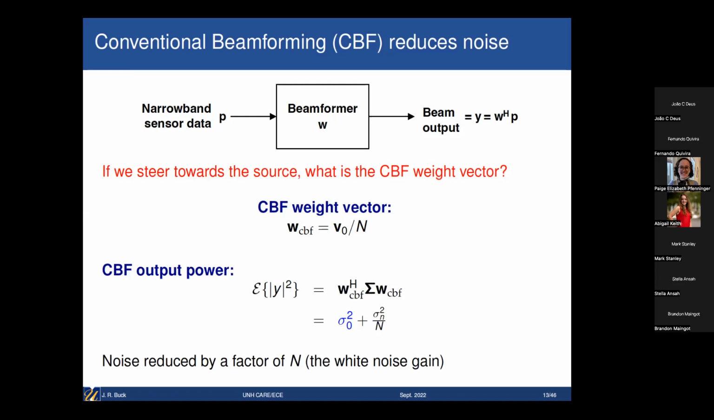And when I apply that, I go through some math. I say my output power will be the power due to the signal, and then the noise power that's been reduced by a factor of N, which is the averaging, right? Reducing the variance because I've averaged these independent things. We call that the white noise gain.